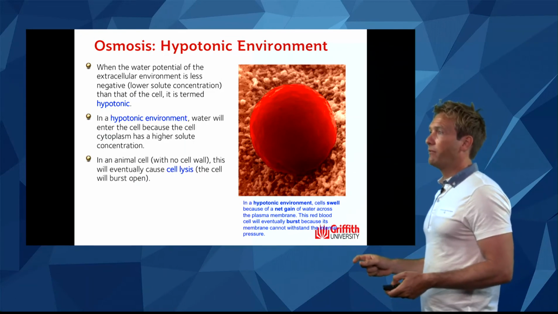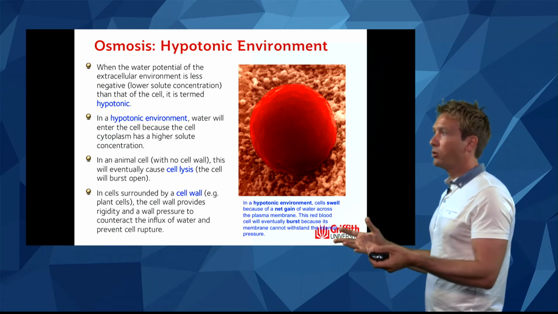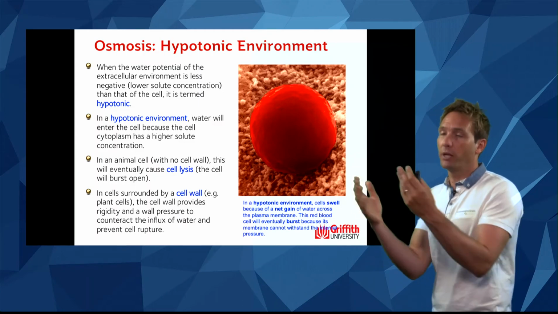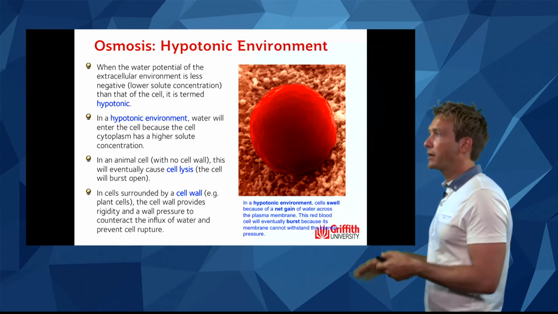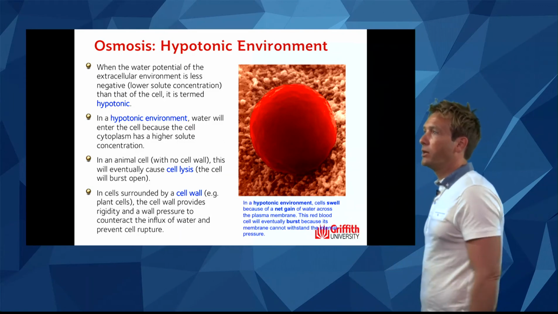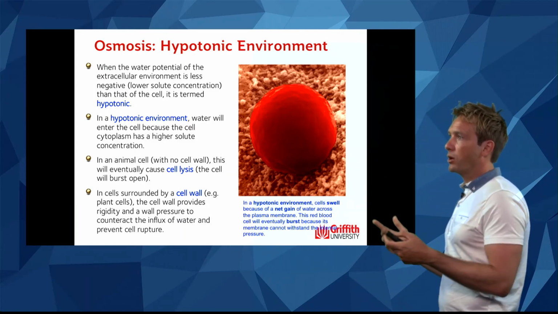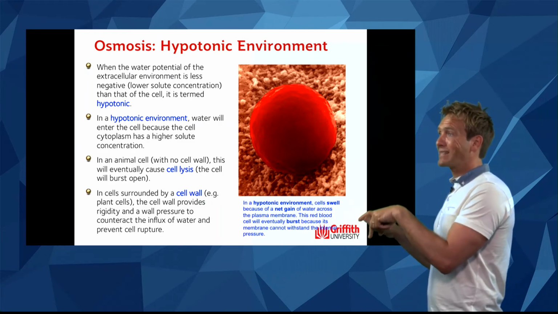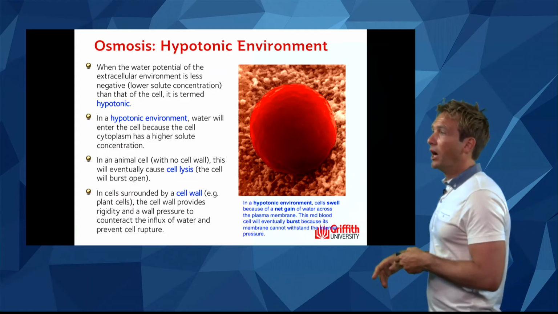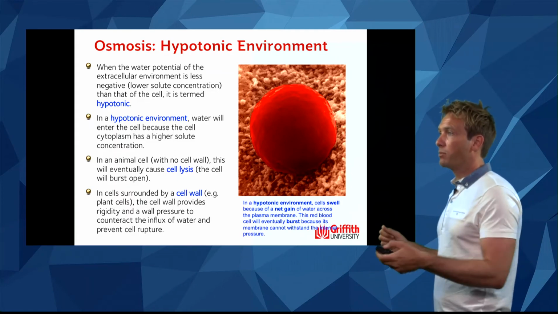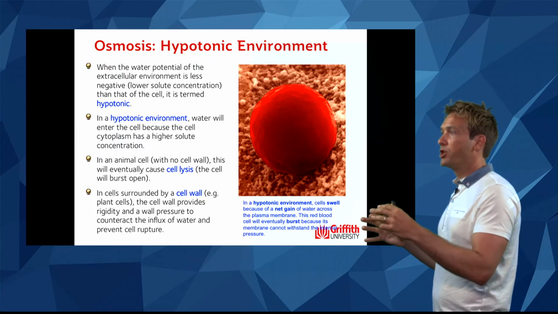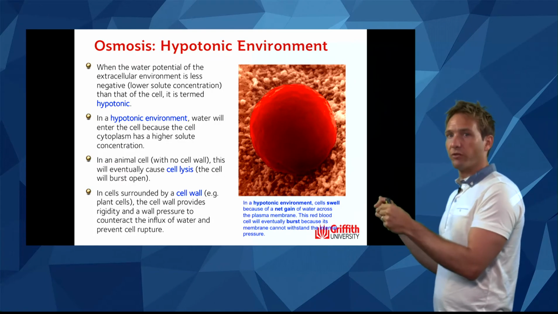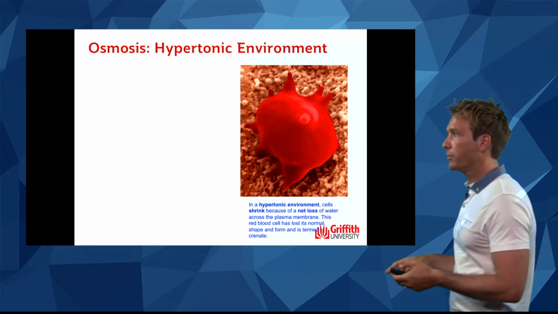In a hypertonic environment, water will enter the cell because the cell cytoplasm has a higher solute concentration, and we're using the example of salt, but a higher solute concentration of all these particles inside than there are outside, so water is going to tend to go into the cell. In an animal cell with no cell wall, this will eventually cause the cell to lyse, to go through lysis. The cell, i.e., will burst. In cells surrounded by a cell wall, e.g. plant cells, the cell wall provides rigidity, and the wall pressure will counteract the push of the water, but you and I don't have cell walls.